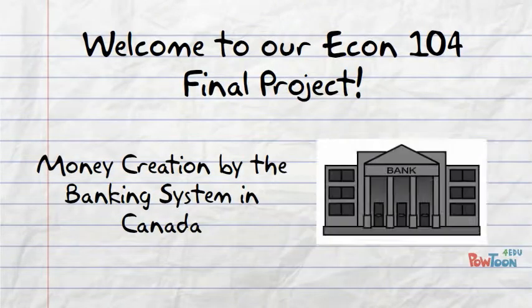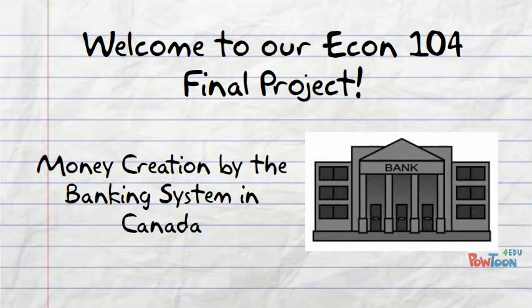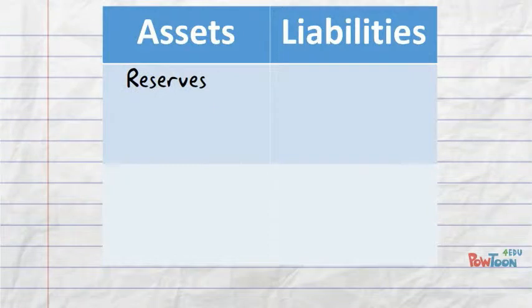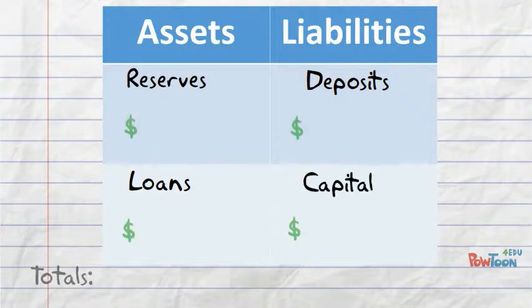Today we are going to explain the concept of money creation by the banking system in Canada. First, we will use this simplified model of a balance sheet to show how the banking system works. On the right side, liabilities are shown in the form of deposits and owner's capital. The left side shows reserves and loans creating the assets of the bank.